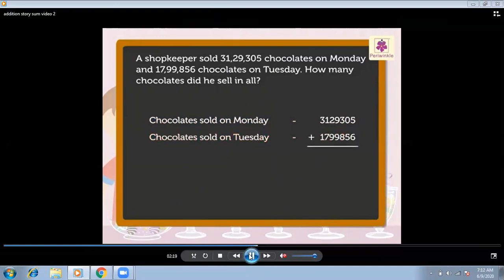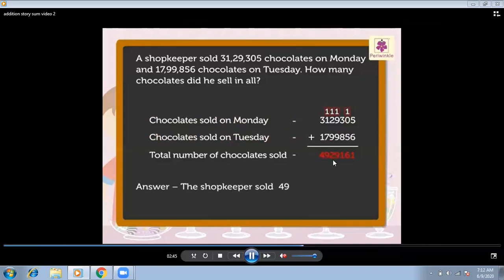Now we will add the numbers. 5 plus 6 is equal to 11. So 1 is carry, 1 is here. 5 plus 1 is 6, 8 plus 3 is 11. So 1 carry, 1 is here. 9 plus 9 is 18 and 19. 9 plus 2 is 11 and 12. 7 plus 8 plus 9, and 3 plus 1 is equal to 4. So the total number of chocolates he sold is 49,29,161 chocolates in all.